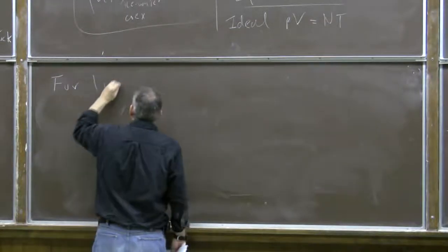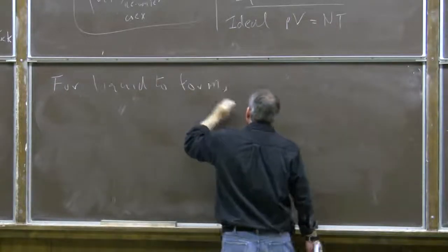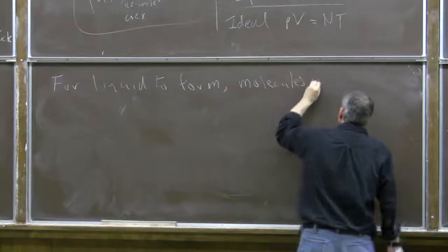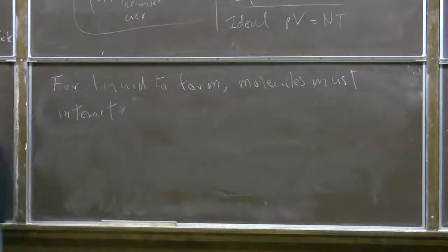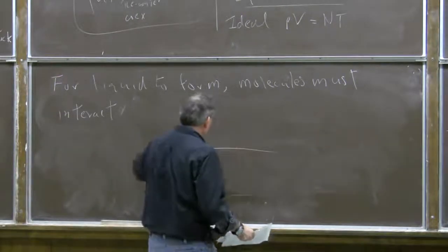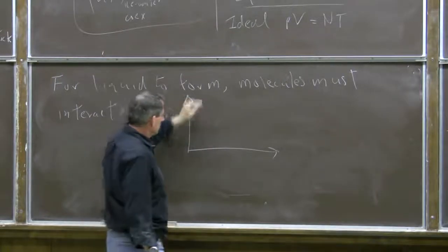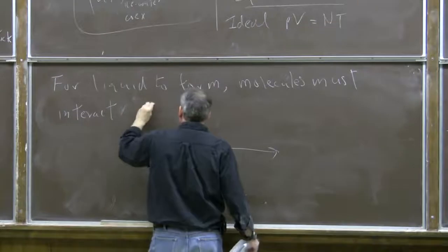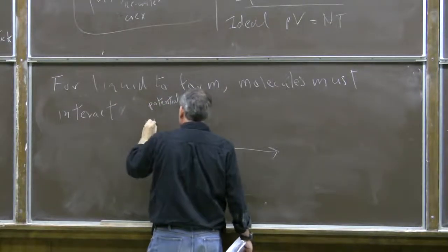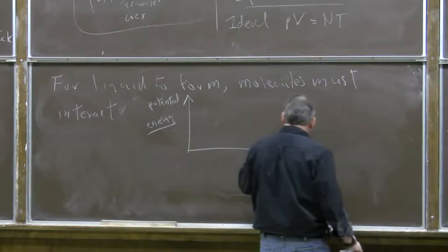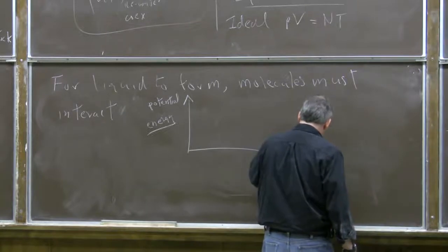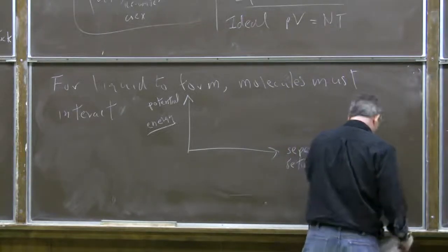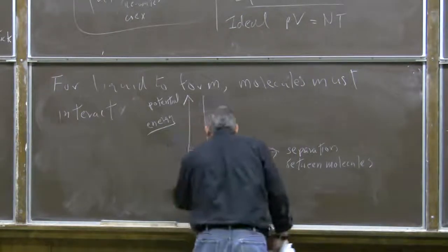So for a liquid to form, molecules must interact. And we'll use a very crude description of the effect of the interactions among the molecules. We'll consider an interaction potential between pairs of molecules, where this is the potential energy as a function of separation between molecules. Which looks something like this.